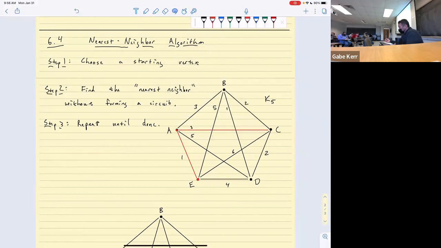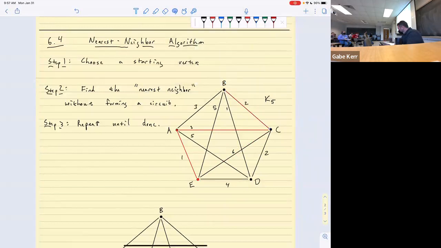Now again, we have 2 choices, right? There are B and D. We couldn't go to E even if it were minimal, right? Even if this number here were 1, we can't do that because we'd form a circuit. So we're not allowed to form circuits. So here I'll make a choice. I'll go to B.